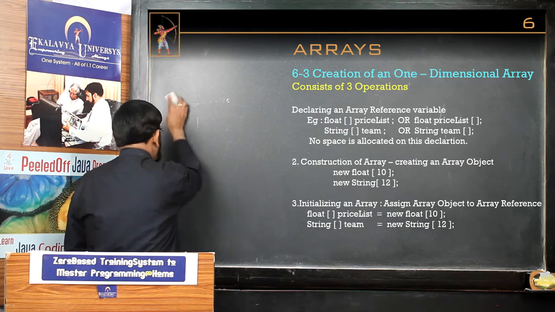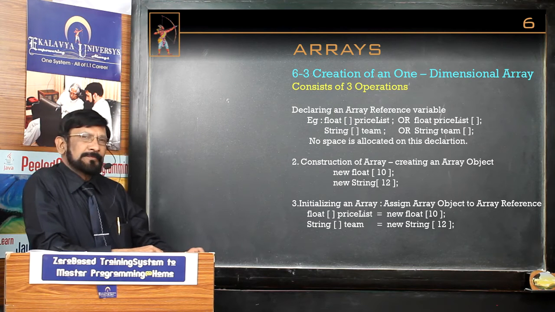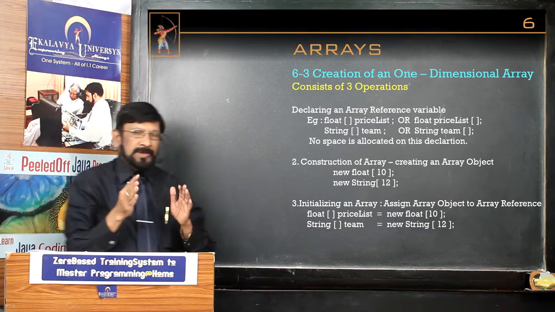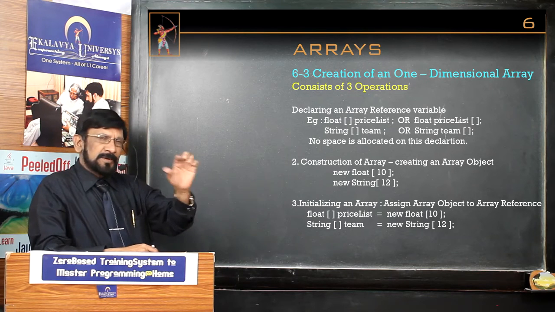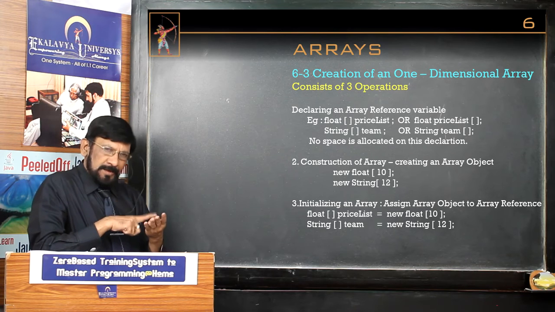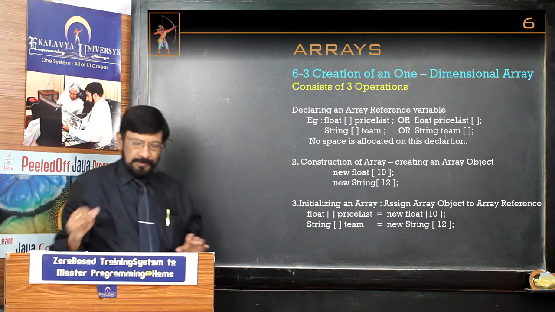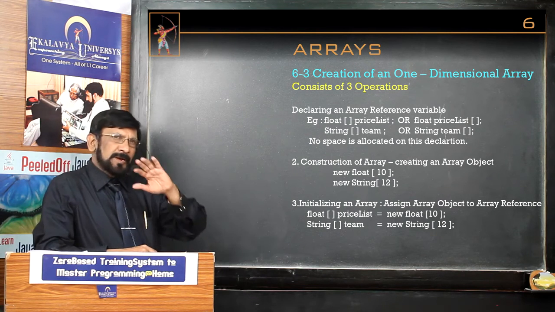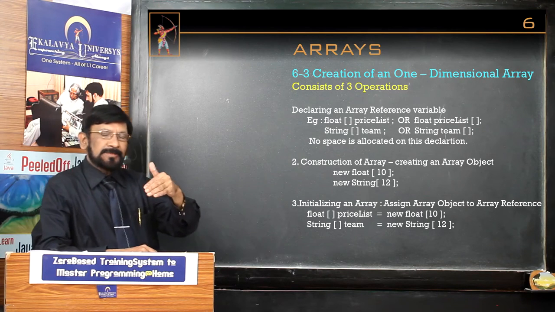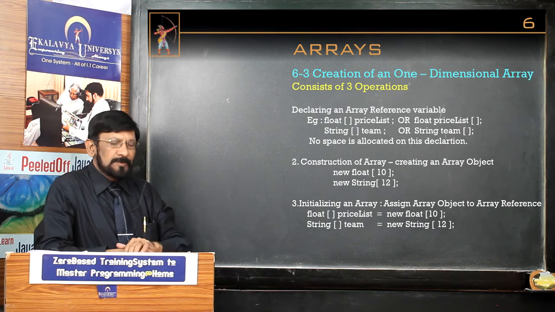Okay. Now, let us come to this concept, creation of Java array. Java array is a reference type. Now, we can divide this creation process into three stages. The first one is declaration, second one is construction, third one is initialization. You must remember one thing. We don't write three statements differently. We write only one statement, but in order to understand that, you have to dissect it into three parts.